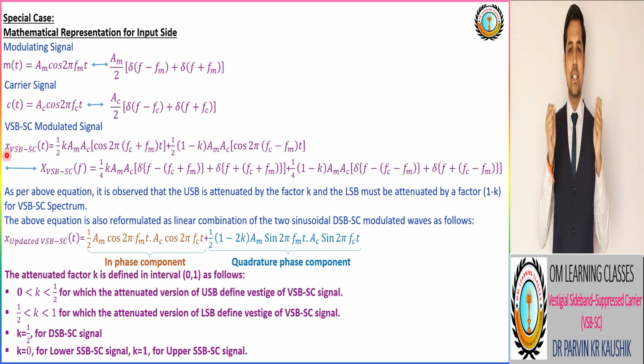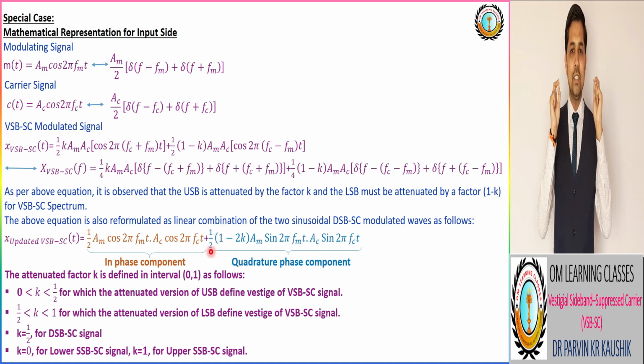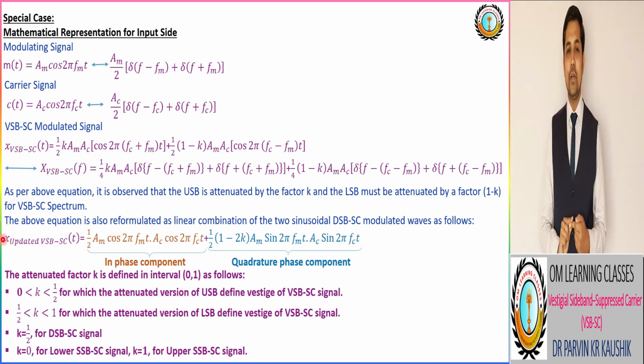And this equation is also reformulated as the linear combination of two sinusoidal DSB signals, and the final equation is equivalent to 1 by 2 Am cos 2 pi fm t into Ac cos 2 pi fc t, that is the in-phase component, plus 1 by 2 (1 - 2k) Am sin 2 pi fm t into Ac sin 2 pi fc t, and that is the quadrature phase component. Now, very important thing, this attenuation factor is defined in the interval from 0 to 1.